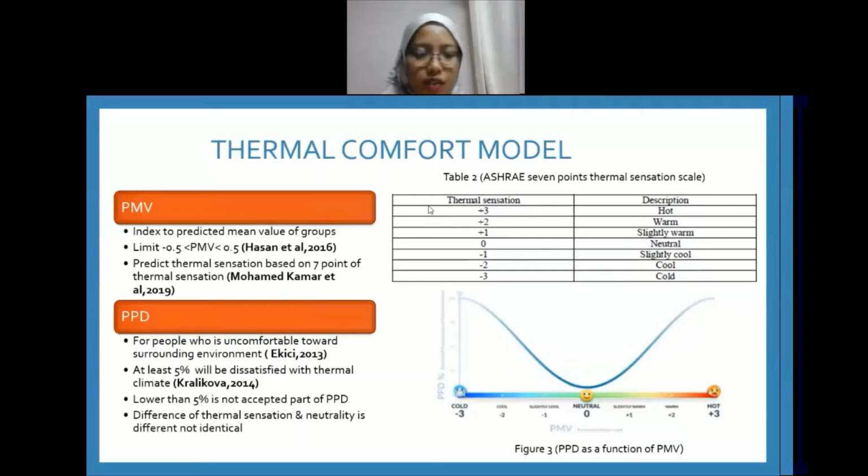Predicted percentage of dissatisfied, PPD, is used for people who are uncomfortable with the surrounding environment, based on EKG 2013. According to Kralikova 2014, 5% will be dissatisfied with the thermal climate. In addition, if the total data is lower than 5%, it will not be accepted as a part of PPD. Lastly, thermal sensation and neutrality are different and not identical. Figure 3 shows the PPD as a function of PMV.